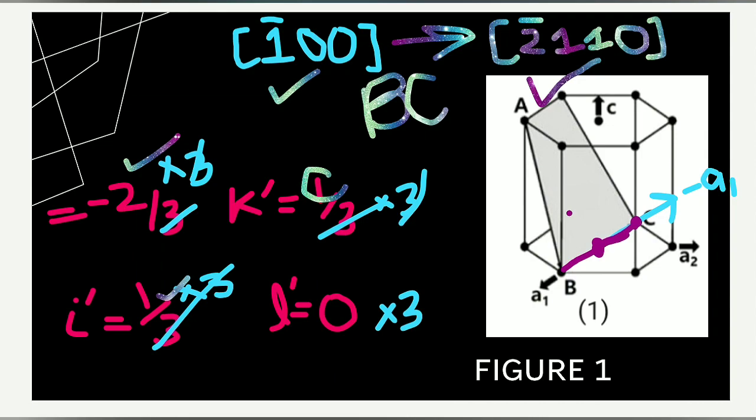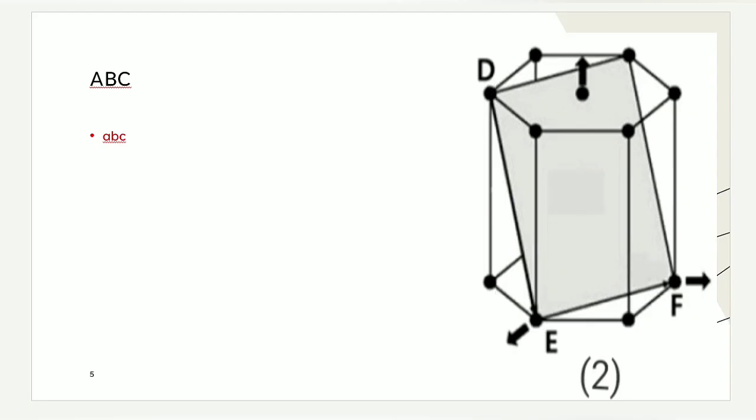Okay, so now let's do the next problem. Here we go. We can see here the two directions. One is DE. I hope this is DE direction, and then we have EF direction. First of all, we'll do it for DE and then we'll do it for DF. So let's do it for DE first.